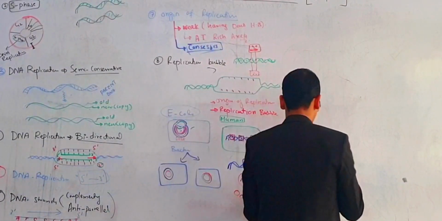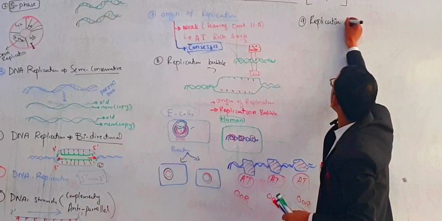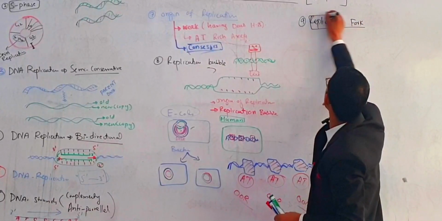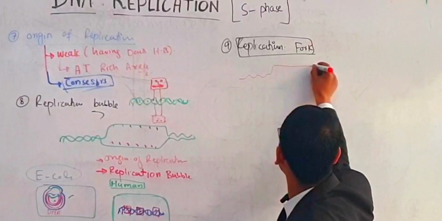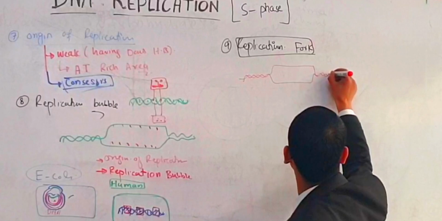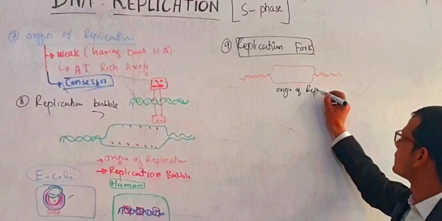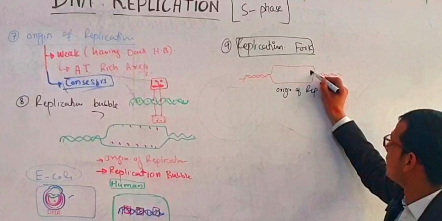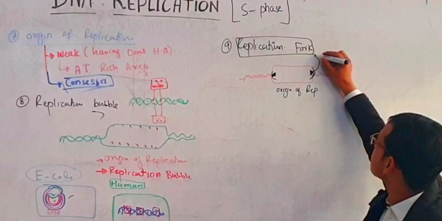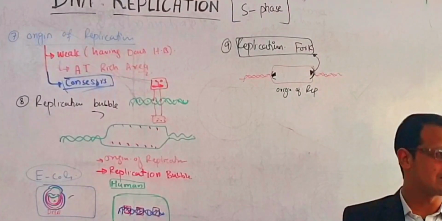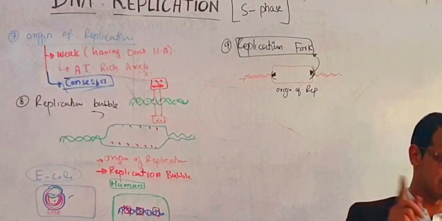Right? The next point, 9. Replication fork. For example, I have a replication bubble, or this is the origin of replication. This area from where the DNA is uncoiled is called the replication fork. Right? How many replication forks does one bubble have? Two. Every bubble has two, one on each side.